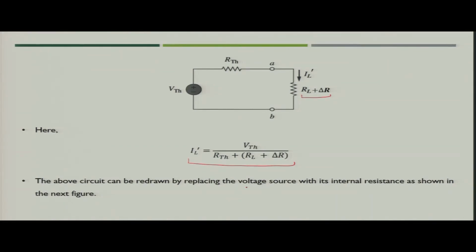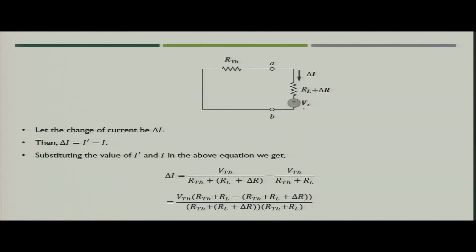Now, we apply the compensation theorem and we replace the voltage source with its internal resistance and put another voltage source, that is Vc. So, now as per compensation theorem our circuit would be like this, where we are short circuiting the voltage source which is there in the network. In this case it was Vth. So, we have short circuited the voltage source Vth. Now, we have connected the voltage source Vc.